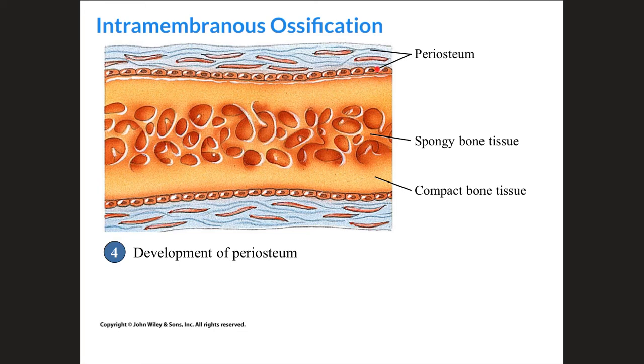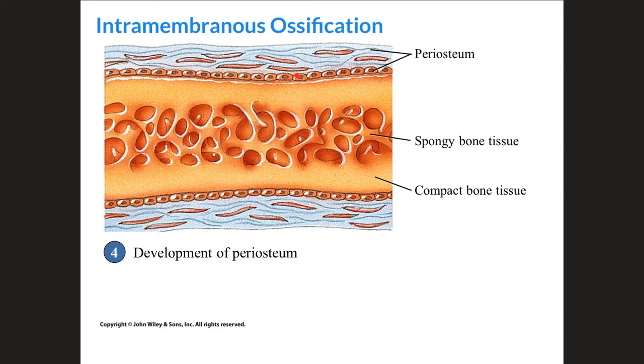Again, remember, these bones are not very thick. You can see they're very thin compared to the other bones we're going to talk about. And so this bone again was formed on a mesenchyme tissue. And now we're at the point where we now have compact bone that has been formed and the spongy bone tissue that we see in the middle.